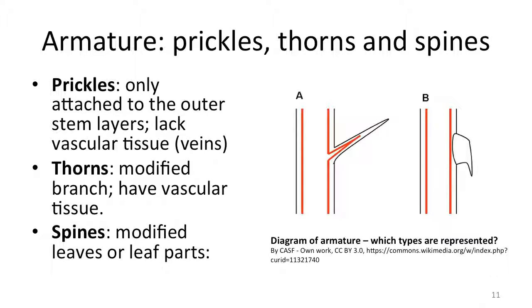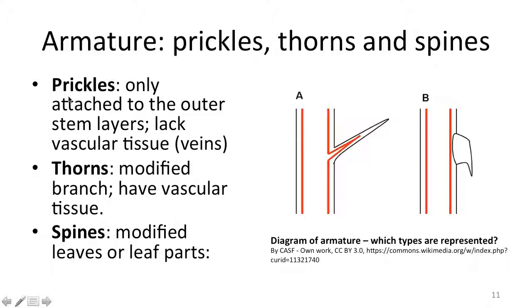Next, we will talk about armature. Armature is a fancy word for anything sharp along a plant stem. This can include prickles, thorns, or spines. We often use these words interchangeably, but technically they each have a different meaning.